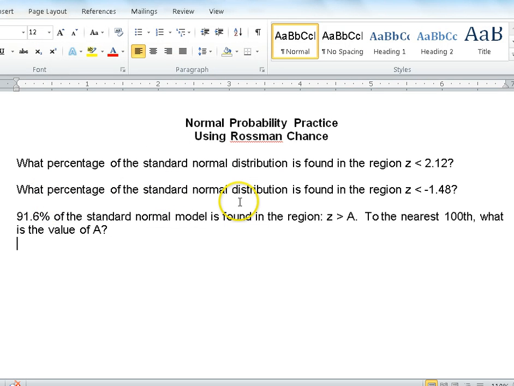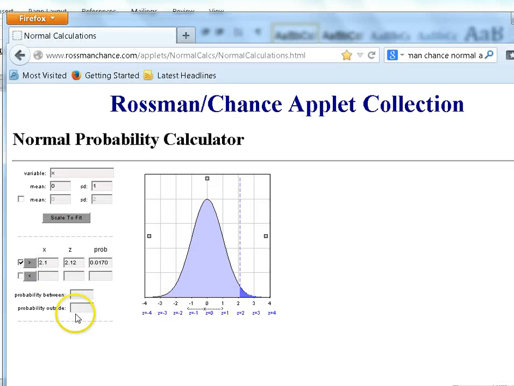Okay, let's look back at the second question. What percent of the standard normal distribution is found in the region where z is less than negative 1.48? Again, returning to the Rossman-Chance Applet, it's still using the standard normal curve, so the mean is 0 and the standard deviation is 1. The z-score in our case is negative 1.48. We want to find the region that is less than negative 1.48. So the applet states that 0.0694, or 6.94%, of the standard normal curve falls less than a z-score of negative 1.48.